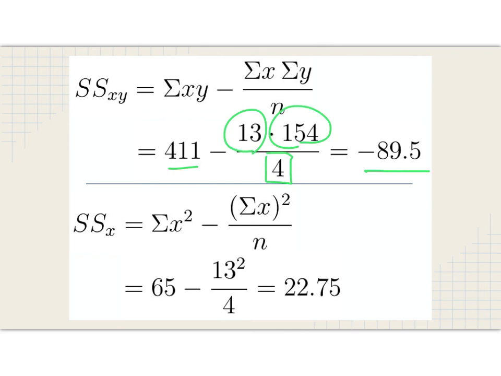SSX turned out to be positive. And any time that we have a negative divided by a positive, we're going to get a negative. So whatever negative 89.5 divided by 22.75 is, that's going to be our slope, but it's also going to be negative. So the SSX came from the summation of the x squareds, which was 65, minus the summation of the x's squared, 13 squared is 169, divided by 4. Do the subtraction for 22.75.